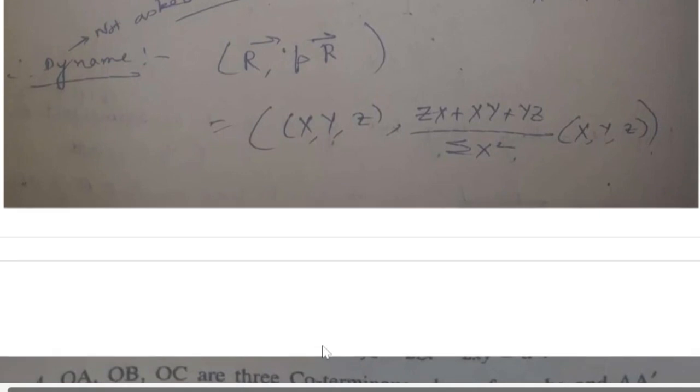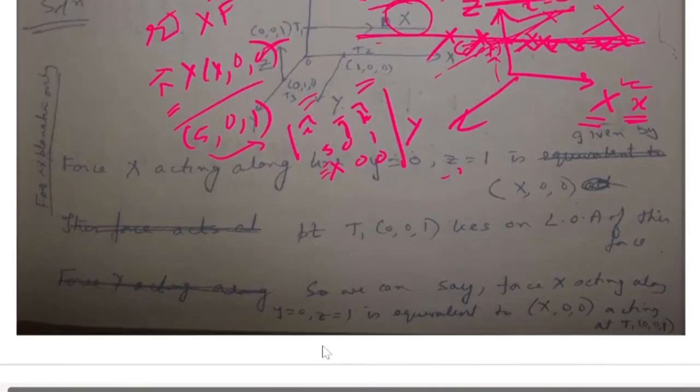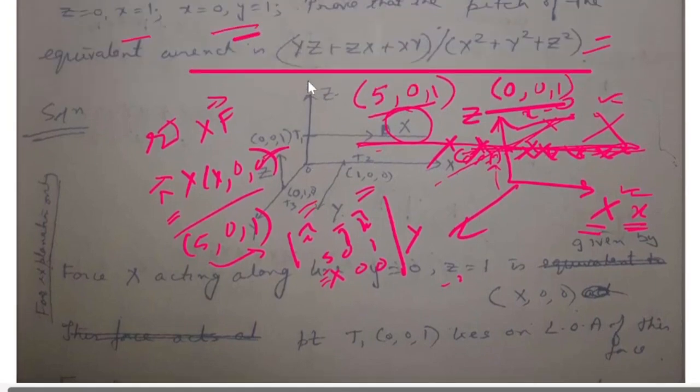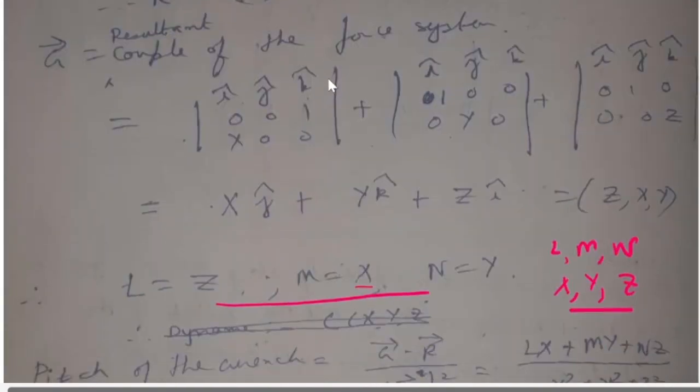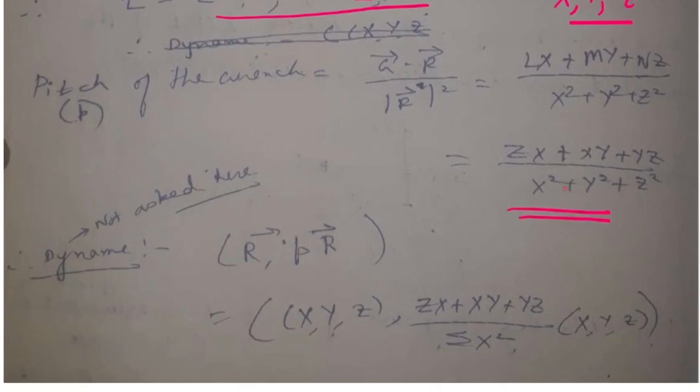And ultimately what your question was, to find the pitch of the wrench. The pitch of the wrench, if you just simplify, you get this as your expression. So this one, see, this is ultimately the pitch of the wrench which was asked for. This is the pitch of the wrench P. So this completes the problem.